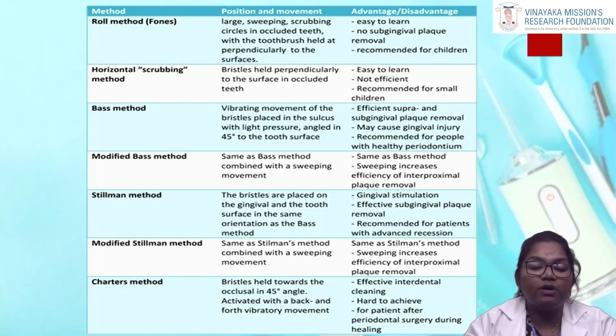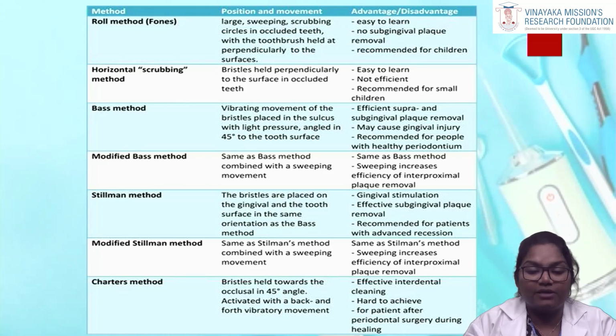Okay. Next one, we are going to see the horizontal, that is the scrubbing method. In this, the bristles are held perpendicularly to the surfaces on occluded teeth. It's also easy to learn, but it's not at all efficient, and it is recommended for small children who cannot perform the other recommended methods.